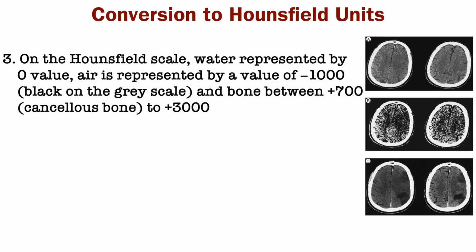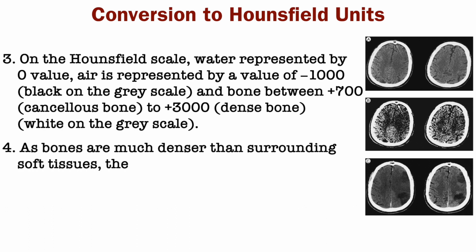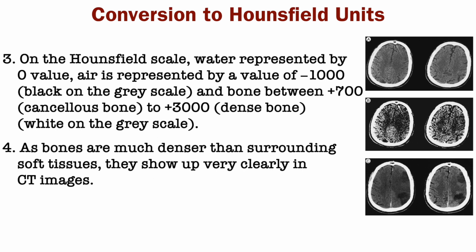Now on the Hounsfield scale, water is represented by the value 0 and air is represented by the value of minus 1000 HU, black on the grayscale. Below that is white, and the bone is between plus 700 and plus 3000, very dense bone, which we can consider as white in the grayscale. As bone is much denser than surrounding soft tissue, it shows up very clearly in CT images with these HU units.